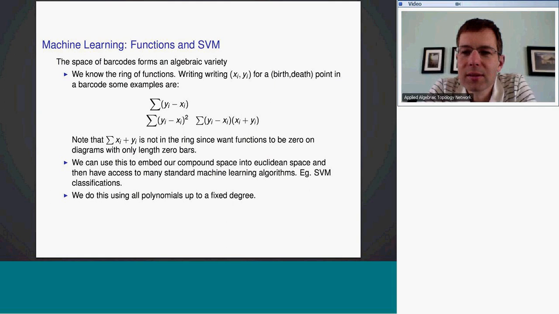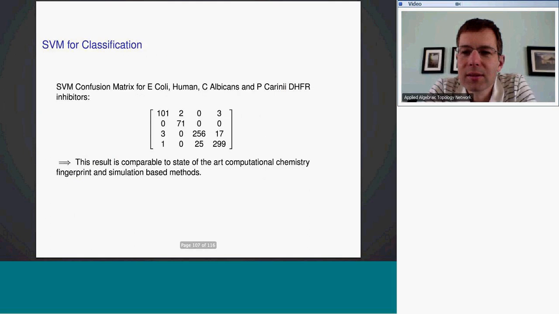I choose polynomials from this ring of functions up to a certain degree with cross validation, and I'm just going to use a support vector machine. So really a standard and relatively simple machine learning technique.